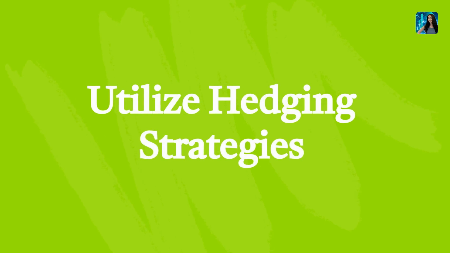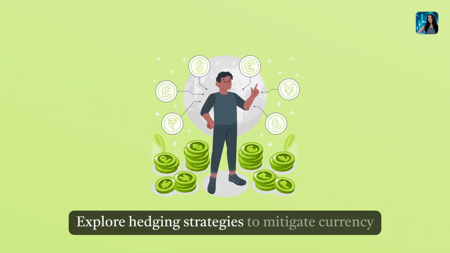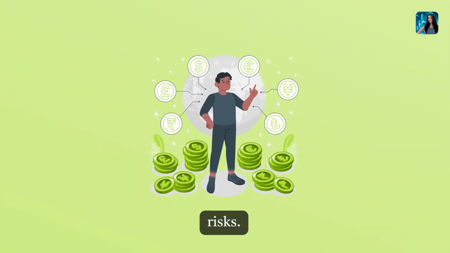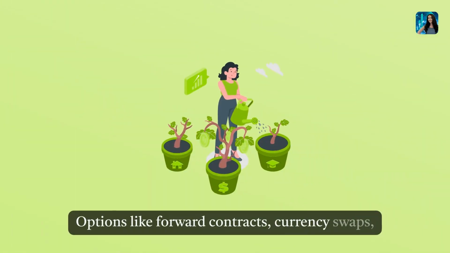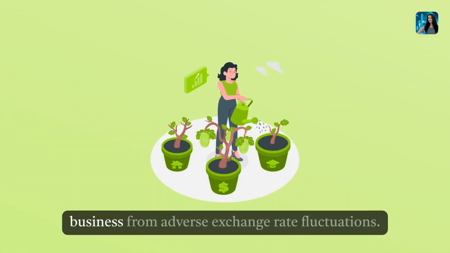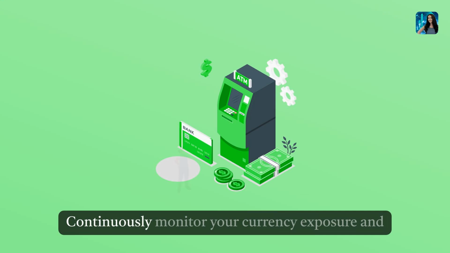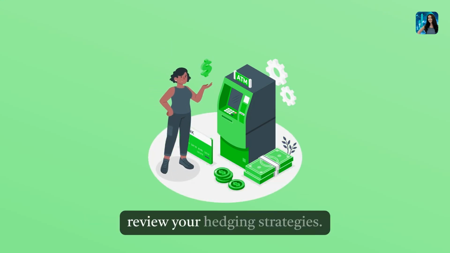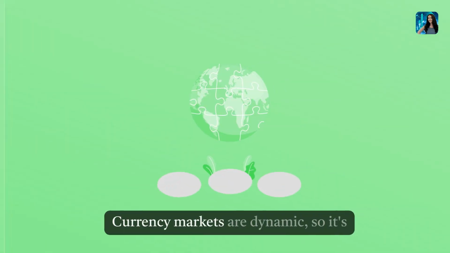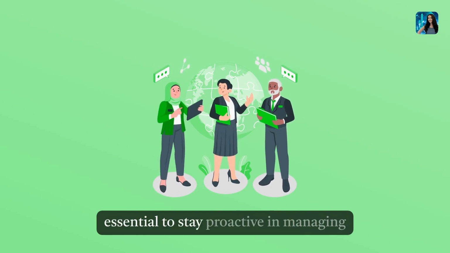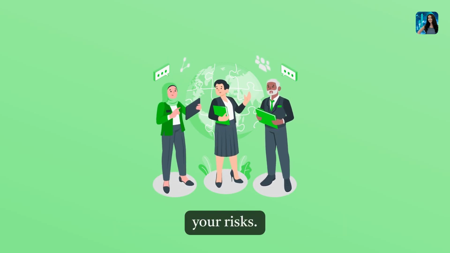Utilize hedging strategies. Explore hedging strategies to mitigate currency risks. Options like forward contracts, currency swaps, and options can help protect your business from adverse exchange rate fluctuations. Monitor and review regularly. Continuously monitor your currency exposure and review your hedging strategies. Currency markets are dynamic, so it's essential to stay proactive in managing your risks.